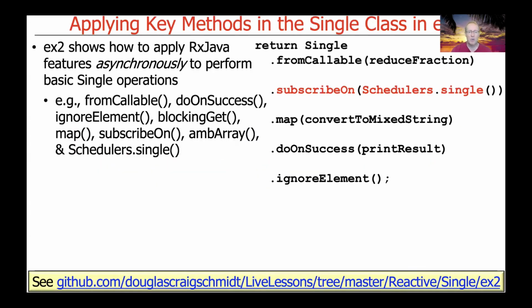So this example is going to show how to apply various RxJava features asynchronously. Before, we looked at how to do it synchronously. And again, we're going to be using basic single operations, such as the ones that are listed here. So let's go ahead and take a look and see how we can do this.